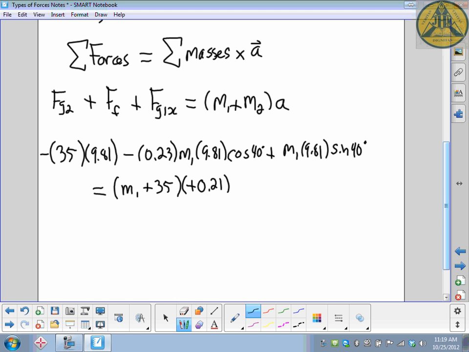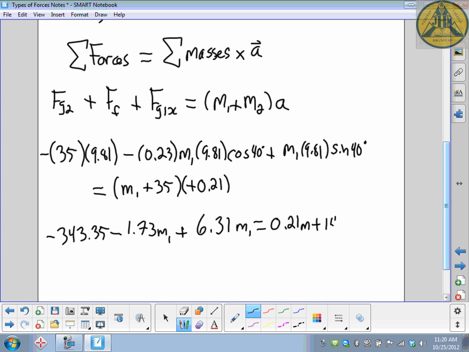Crunch this through, 35 times 9.81, negative 343.35. Friction, 0.23 times 9.81 times cosine 40, negative 1.73, and then M1's there, plus 9.81 times sine 40. Make sure your calculator's in degrees. 6.31 M1. That has to equal 0.21 M1 plus 14.7, not minus, as we had in part A.